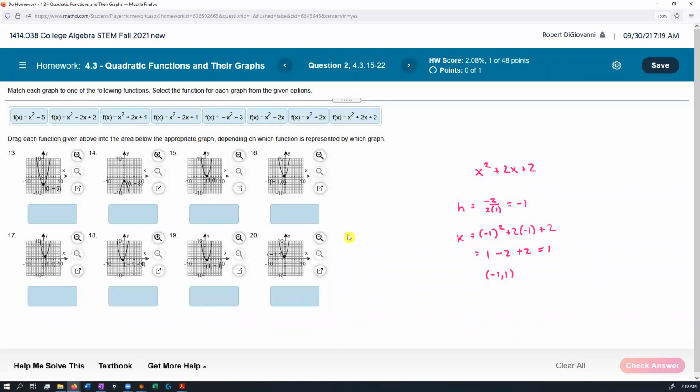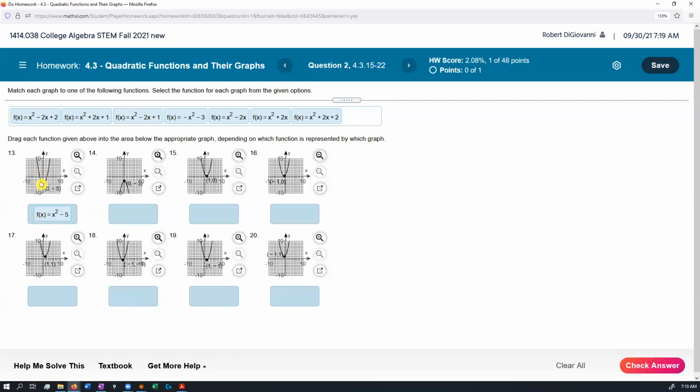Okay, this is going to be a lot. Let's see, which ones can we do easily? This is a parabola that's been moved down 5, so that's got to be this one. It's just been moved down 5. This one has been reflected over and moved down 3. So that should be this one.